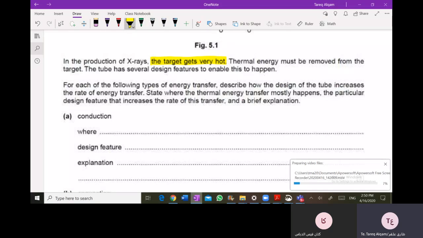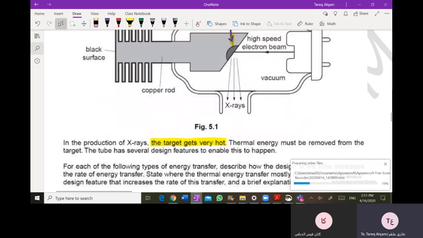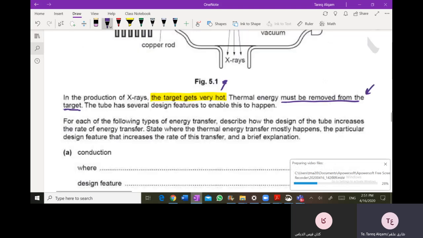Now here we have the X-ray tube like this. This is the target. Okay, no matter how the X-ray will be produced, this is not our topic, it's not in our syllabus, sorry. But the main point is the target gets hotter as a result of that. Thermal energy must be removed from the target. We have to remove this thermal energy. The tube has several designs to remove it. This is what we have to focus on. We don't care about the production of X-rays.